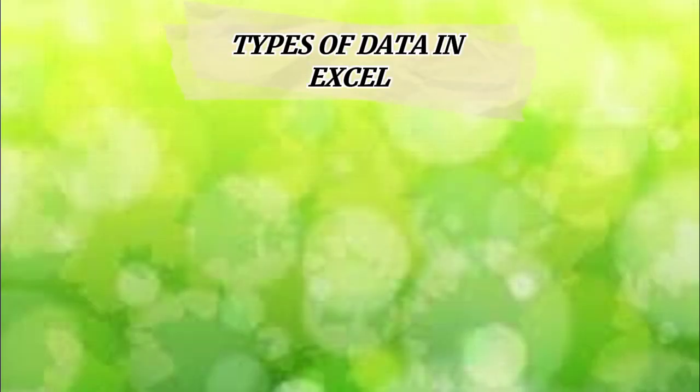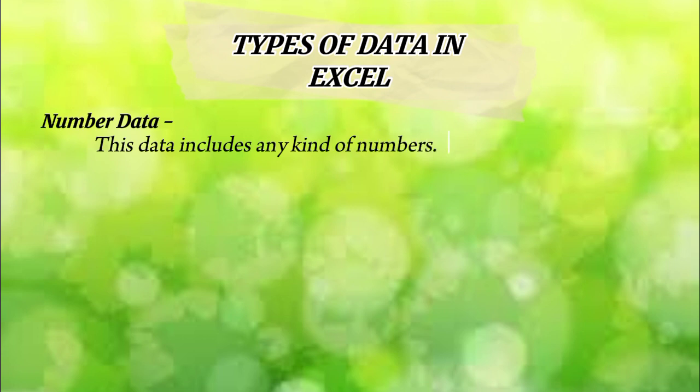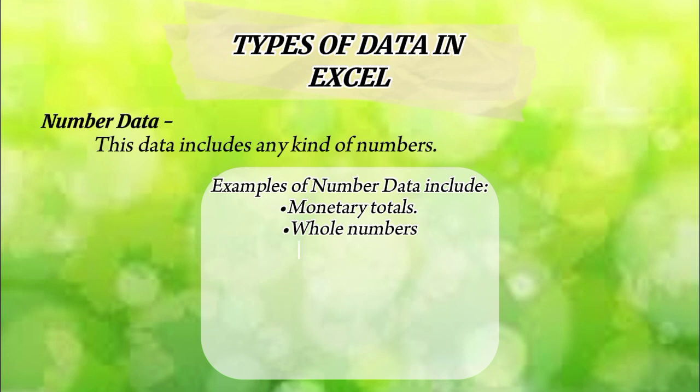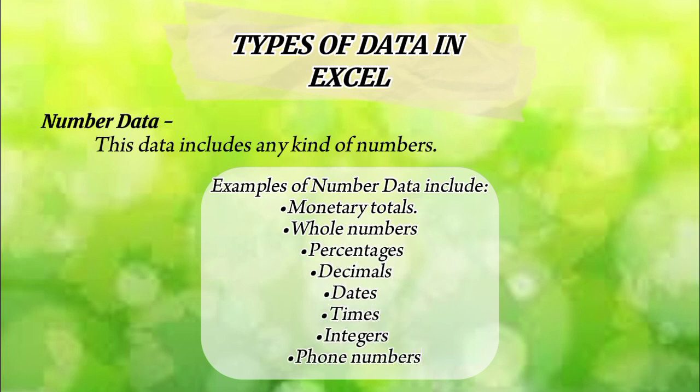Types of data in Excel. First is the number data. This data includes any kind of numbers. Examples of number data include monetary totals, whole numbers, percentages, decimals, dates, times, integers, and phone numbers.